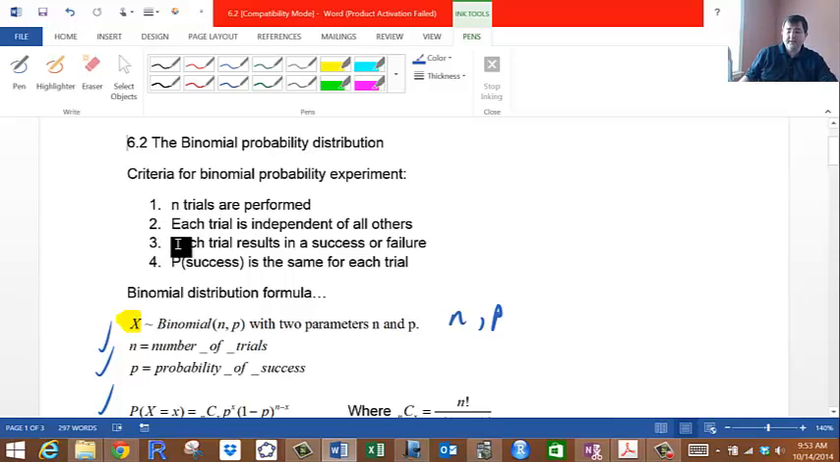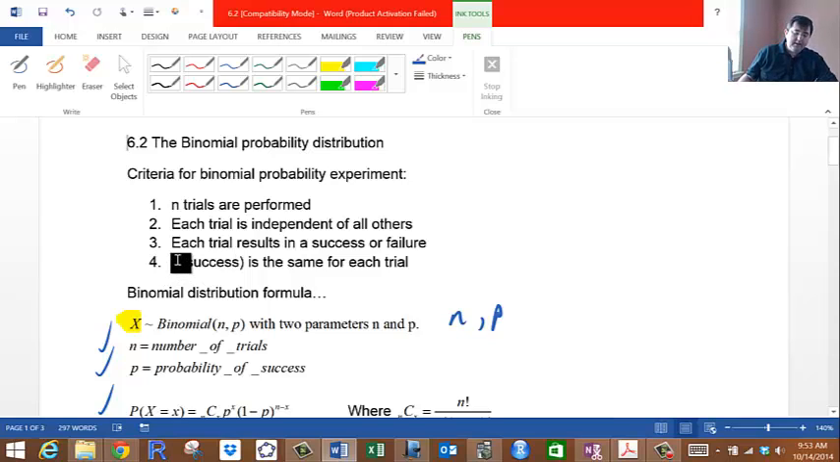Each trial results in either a success or failure. So if we toss a coin once, it results in either heads or tails. Heads being a success, tails being a failure. If we observe airplanes being on time from one airport to the other, each trial would result in a success or a failure. If the plane was on time, it would be a success. If it was late, then it would be a failure.